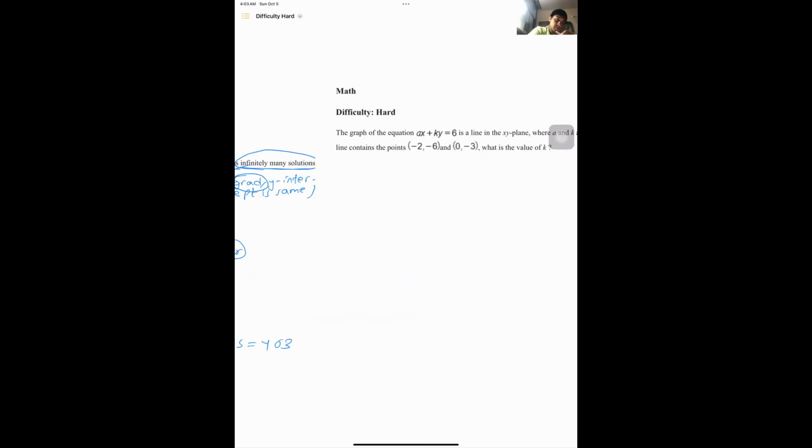So we move to the next question. The graph of the equation ax + ky = 6 is a line in the xy-plane where a and k are constants. If the line contains the points (-2, -6) and (0, -3), what is the value of k? So we'll place each value in the equation.